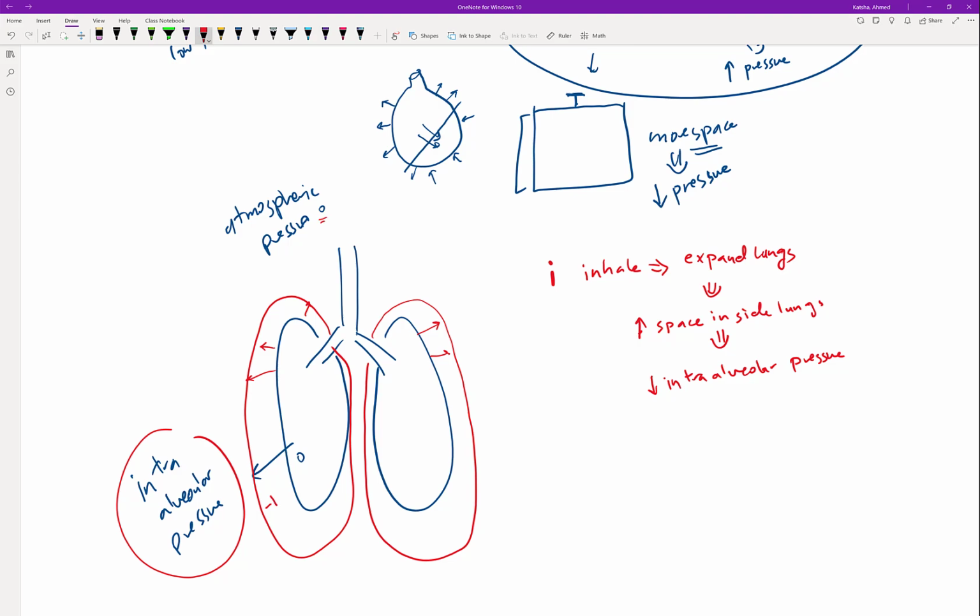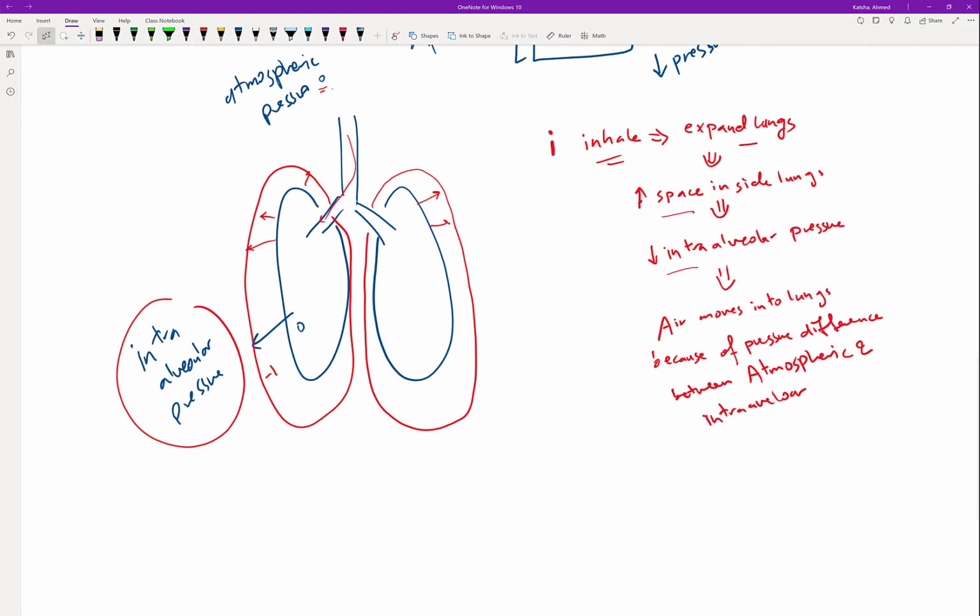But here is 0. This is the area of high pressure. Therefore, the air will go inside. Therefore, air moves into lungs. This is during inhalation. When we inhale, we're expanding our lungs. That would increase the space in our lungs. That will drop the intra-alveolar pressure, and therefore the air moves into the lungs because of the pressure difference between atmospheric and intra-alveolar. So this is what happens during inhale.